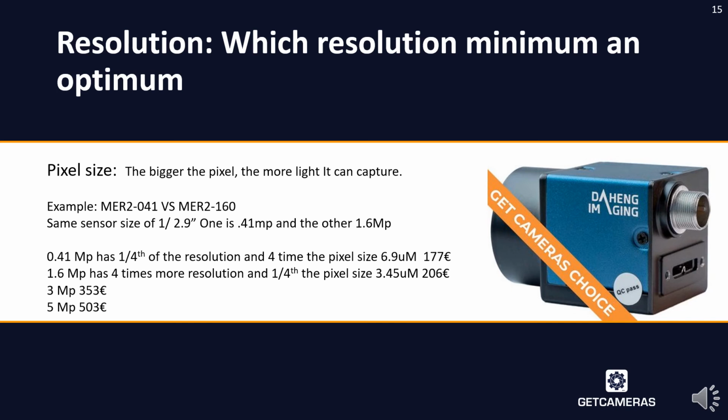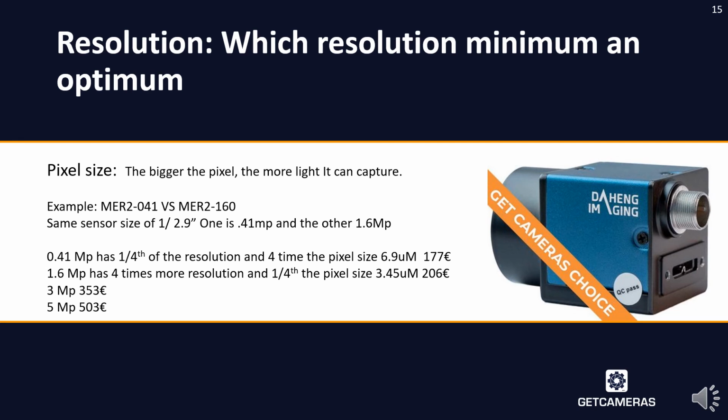One is 0.41 megapixel and the other one is 4 times bigger with 1.6 megapixel. Basically, these cameras use the same kind of sensor. The small camera has 1/4 of the total resolution, but the pixels are 4 times bigger. It means that this is a camera which can capture really a lot of light, probably one of the best cameras we have about light sensitivity. The other camera, 1.6 megapixel, has 4 times the resolution, but of course, the sensor being the same size, the pixels are smaller.